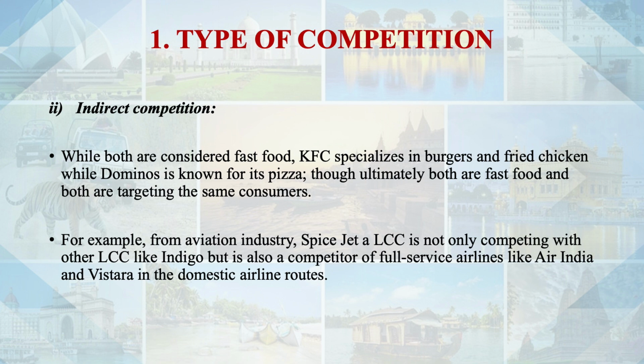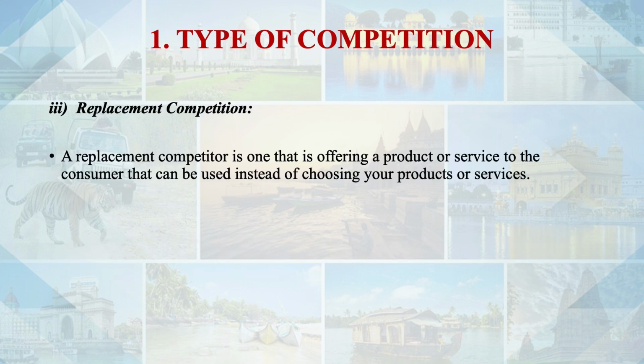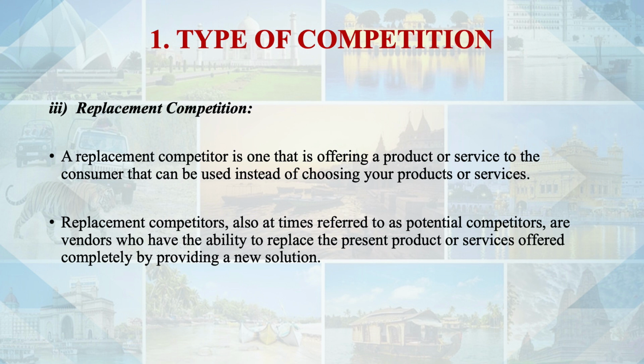Now, the third type of competition, or the third type of competitor that we see, is known as replacement competition. A replacement competitor is one that is offering a product or service to the consumer that can be used instead of choosing your product or services. Replacement competitors, also at times referred to as potential competitors, are vendors who have the ability to replace the present product or services offered completely by providing a new solution.